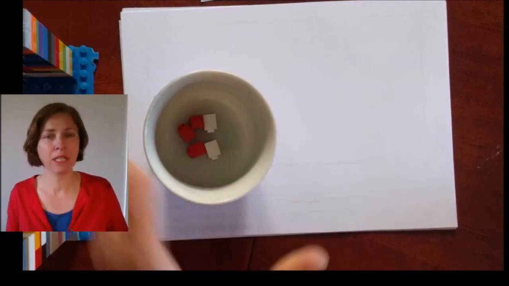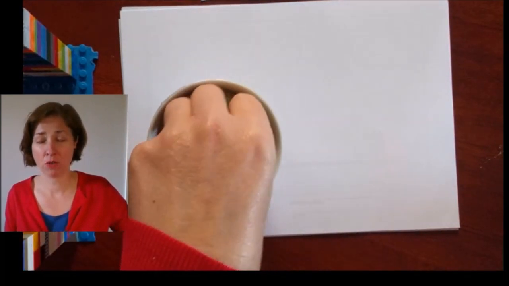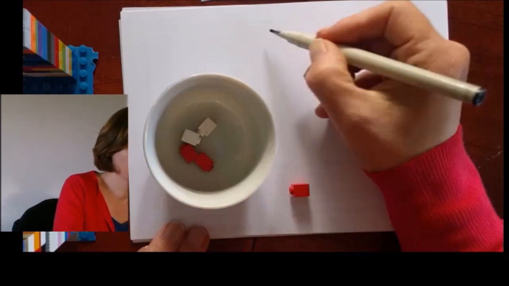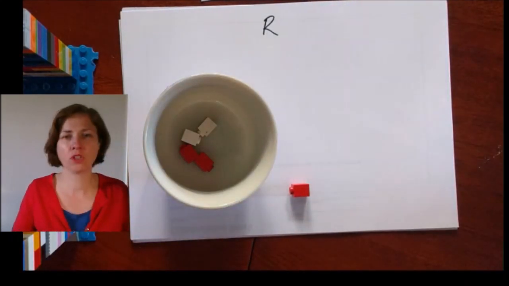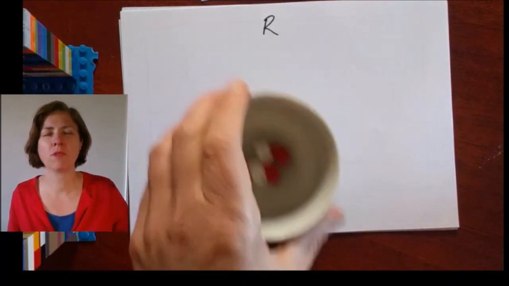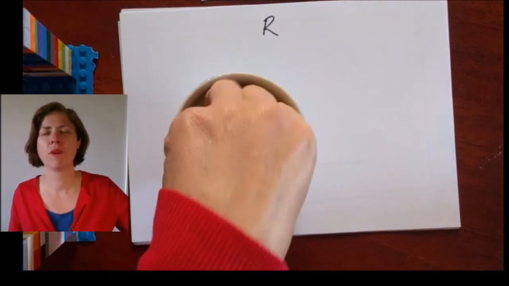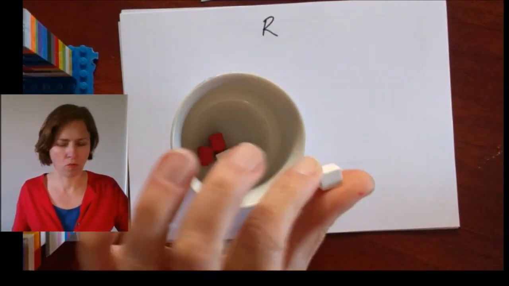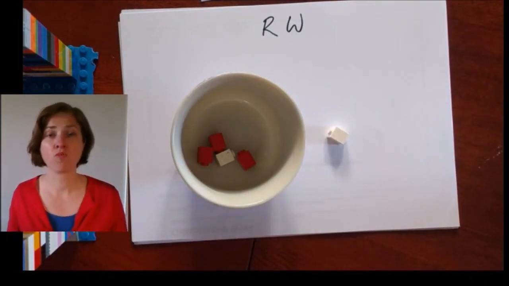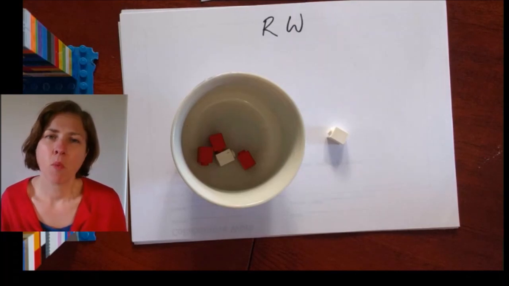So what might happen? I'm going to close my eyes, draw something out. Oh, I got a red. I'll do it again. I'll put that back first. Swirl them around, pull one out. I got a white. So this time I got a red and then a white. But what is the probability of that happening?